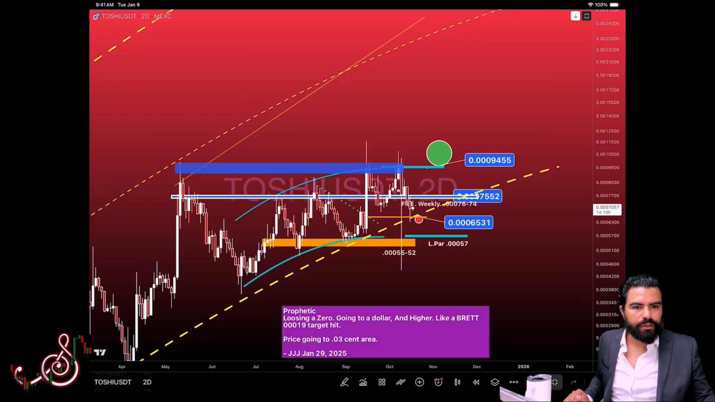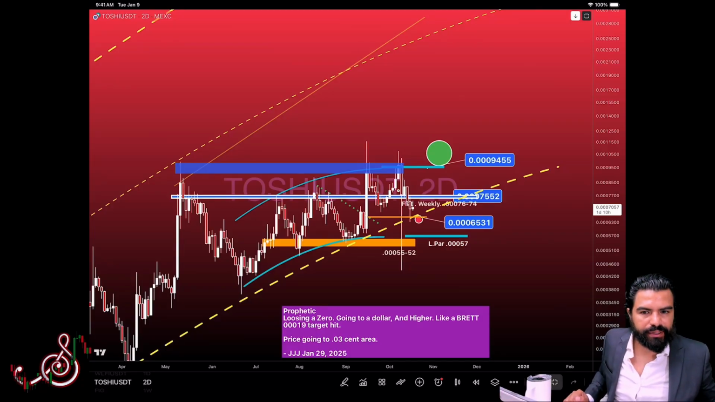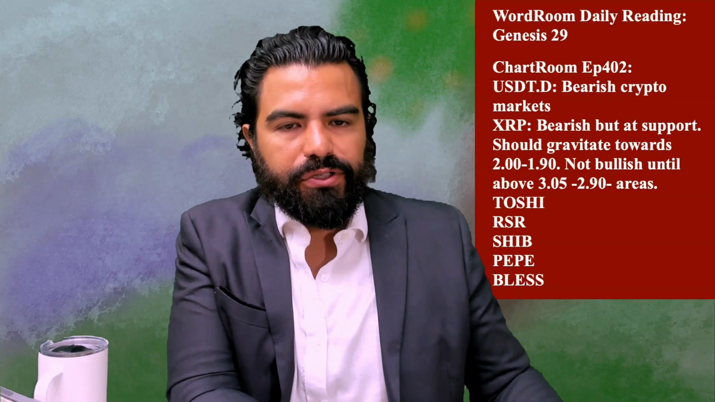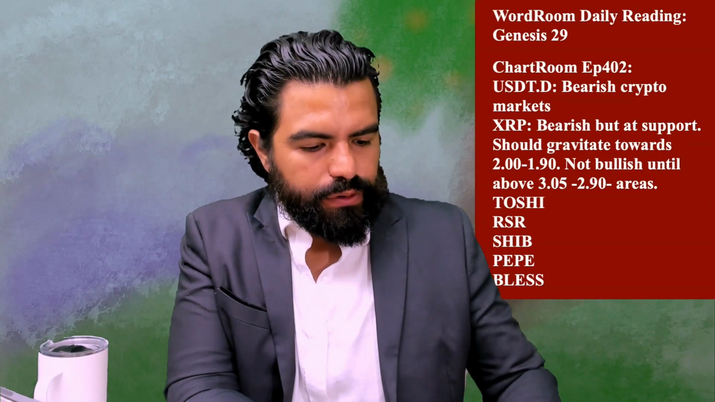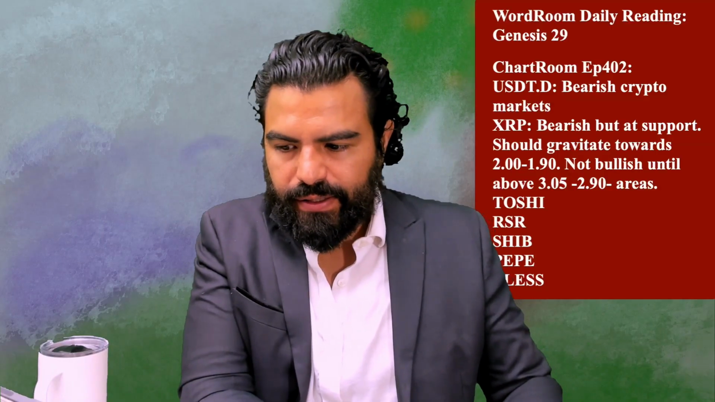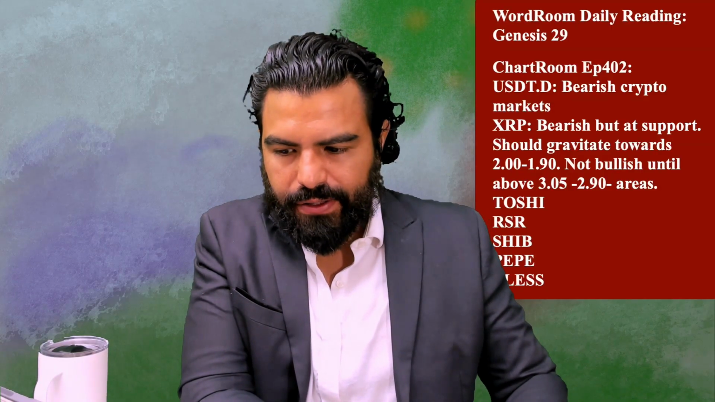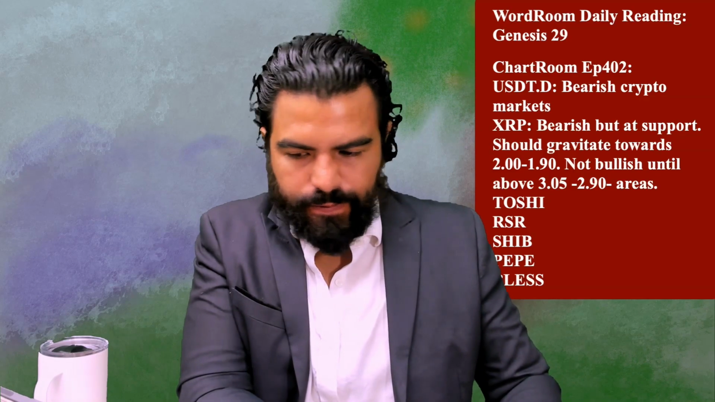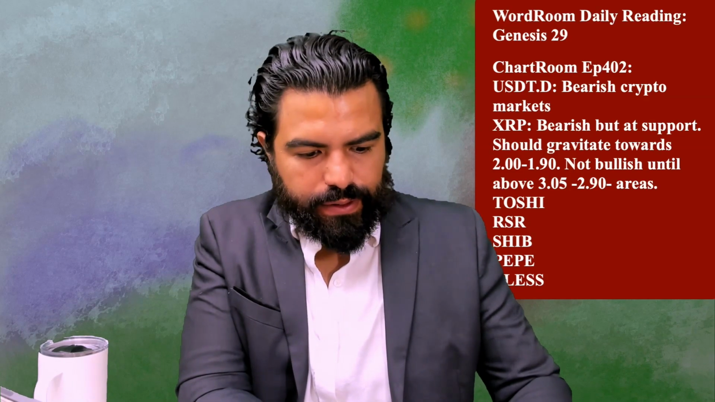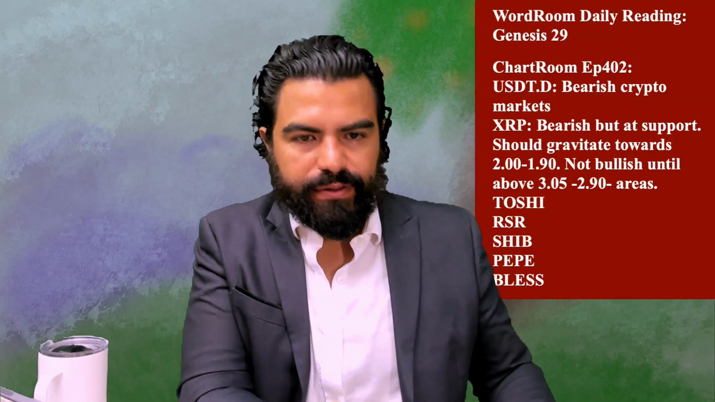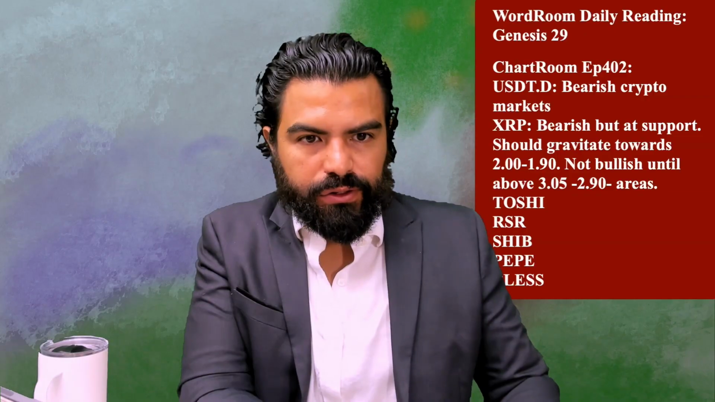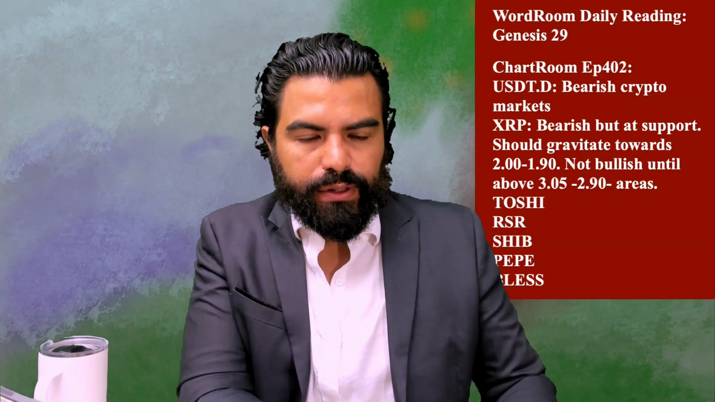All right, let me read your comments. All right, so Toshi support lower around 0.00065, are low long-term entries. Okay.